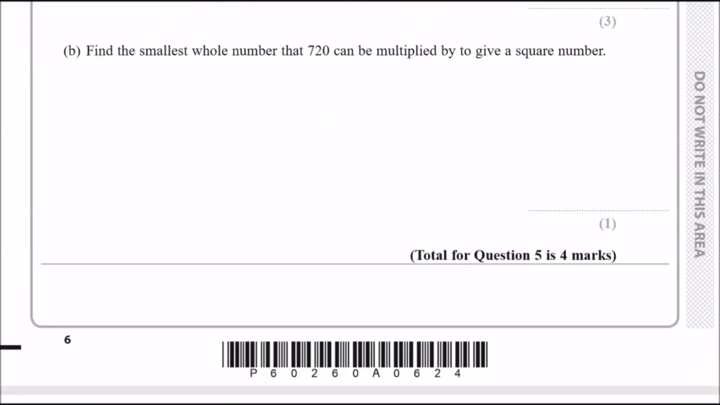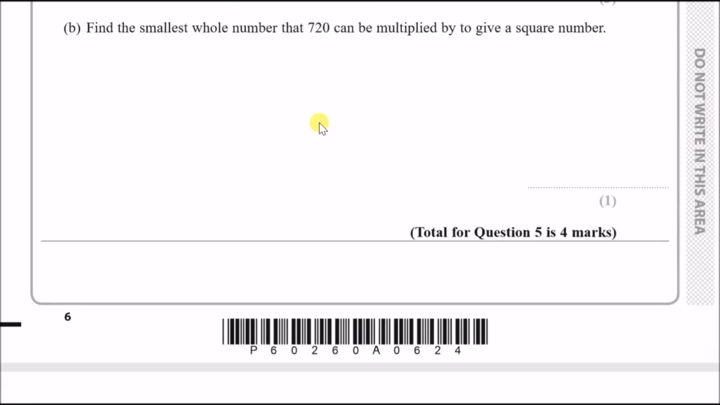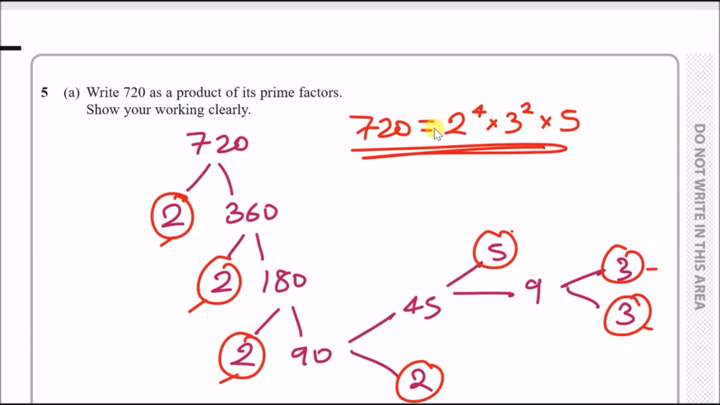Now, looking at part B, find the smallest whole number that 720 can be multiplied by to give a square number. Since we broke 720 into a product of prime factors, we got a whole bunch of numbers. This means that we know that 720 can be divided by 2 first. It can also be divided by 3, by 5, and so on. The next one would be 2 squared, which is 4, and so on. So what they want us to do is select one of these numbers, divide, and see if you get a square number.